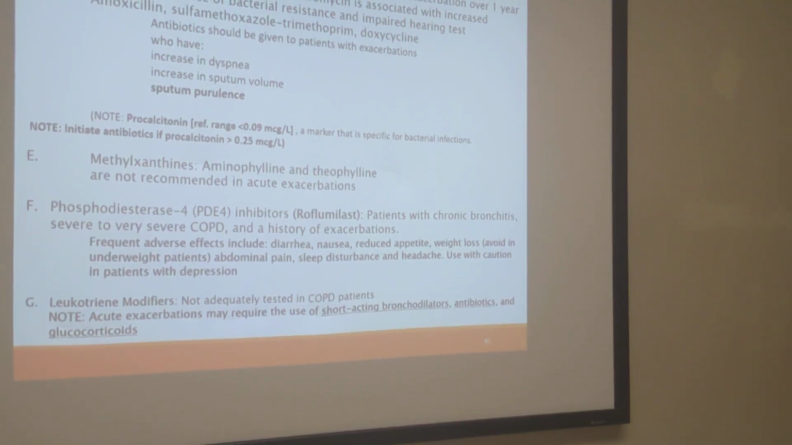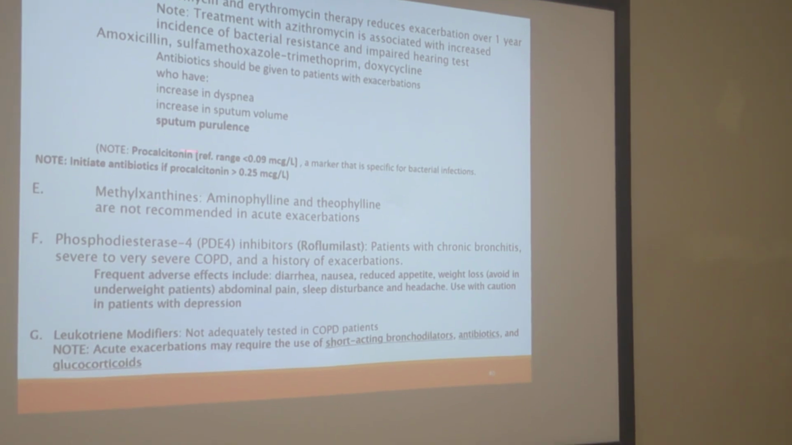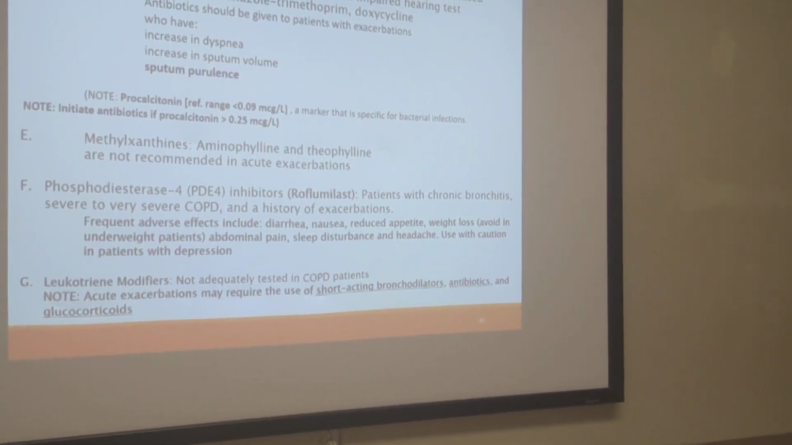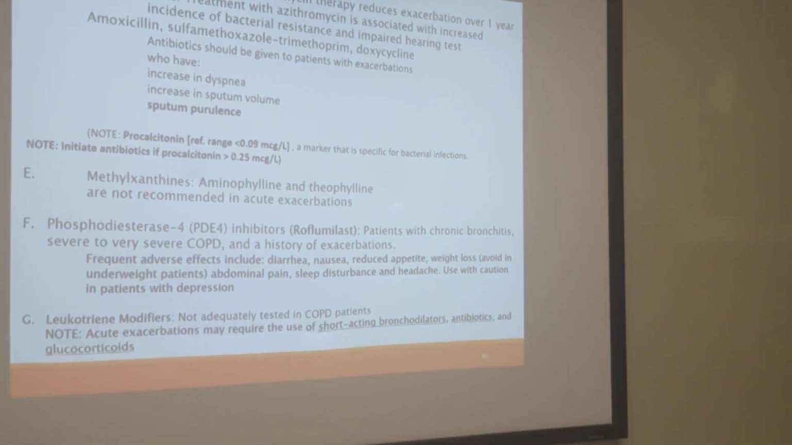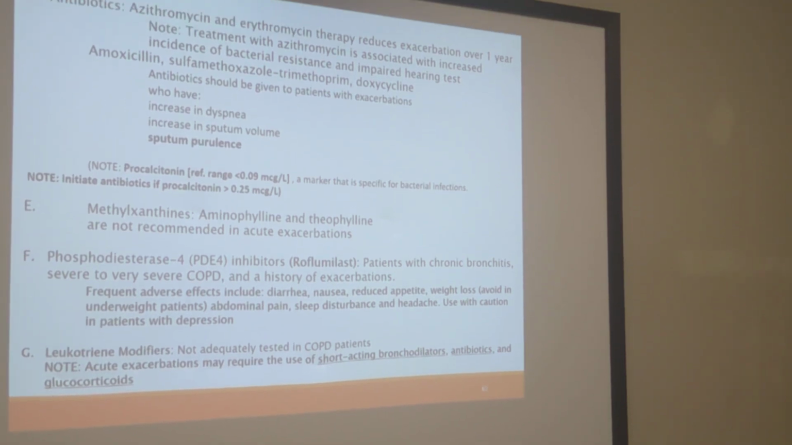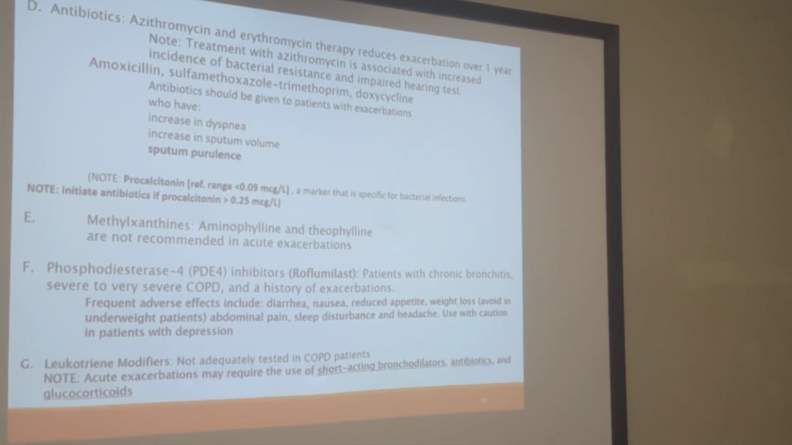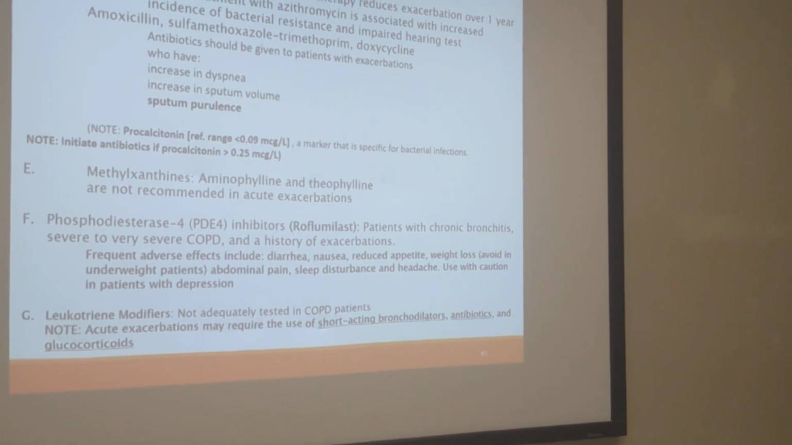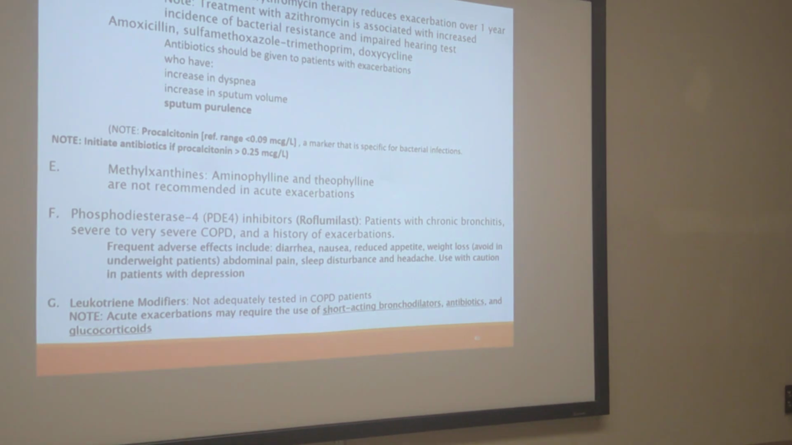One of the things that will give you a clue if the patient has a bacterial infection is that the sputum will be purulent. If the sputum is purulent, then you want to check the procalcitonin. Procalcitonin is usually produced by neutrophils, so when the level is elevated, you know the patient has some bacterial infection.